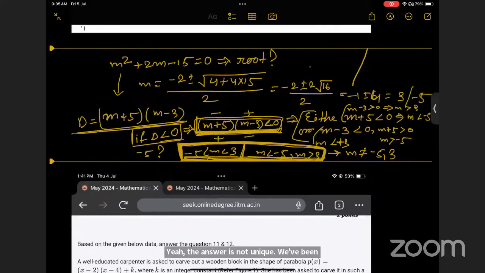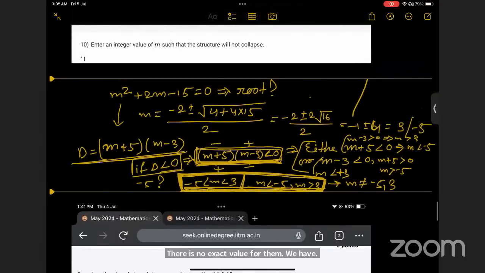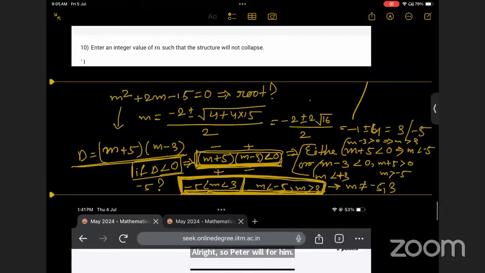There is no exact value for m. We have arrived at an interval for m. My question is, what is that value called? Is it like height, width, or a kind of weight of that roller coaster, or what?